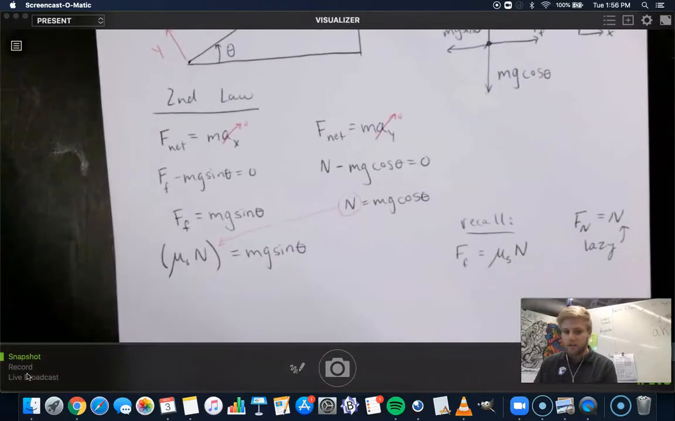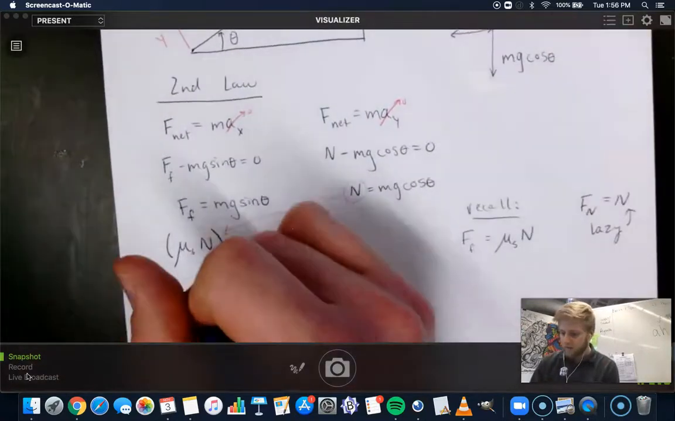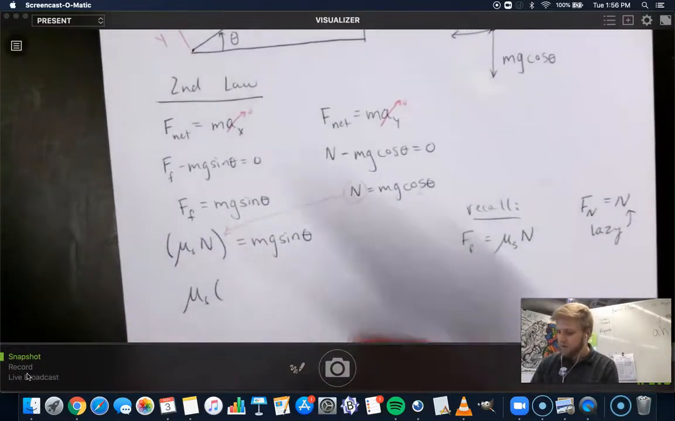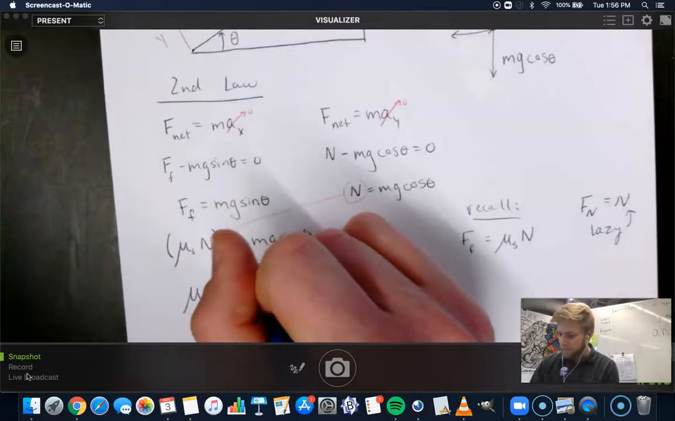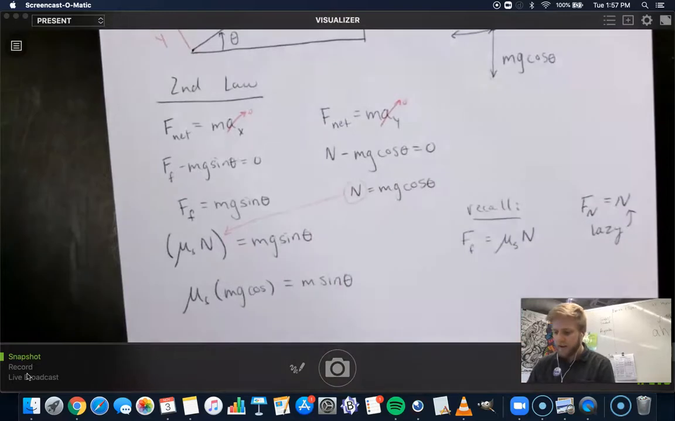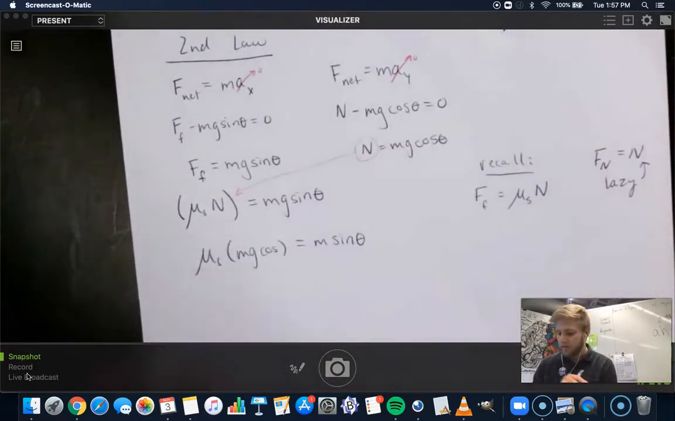And we're going to get something that looks like a disaster, but it's going to clean up in a very spectacular way. So check this out. Mu s times the normal force, that's mg cos theta, equals mg sine theta. So I'm trying to solve for the coefficient of static friction, mu s, which is over here.